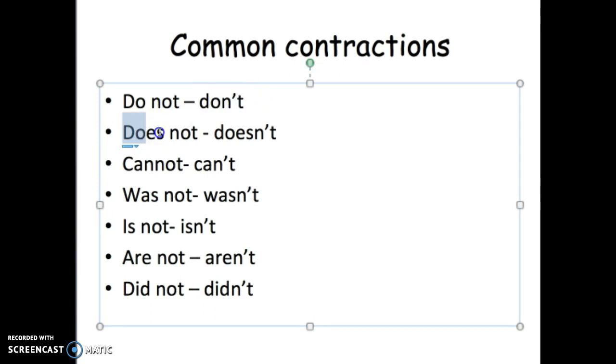Then we have does not, and what we're missing here again is the O out of not. Cannot is the same, so we're missing the O here, and that turns into can't. Was not turns into wasn't, and we're missing the O here. Then we have is not, and we're missing the O in isn't. Are not, aren't, missing the O. Did not, didn't, missing the O.